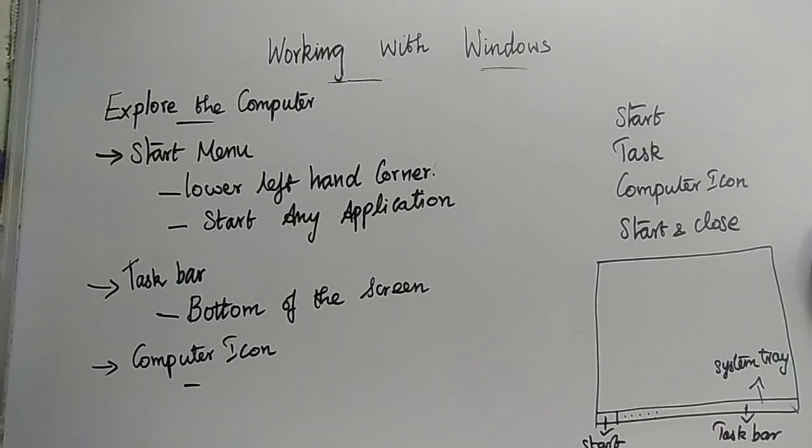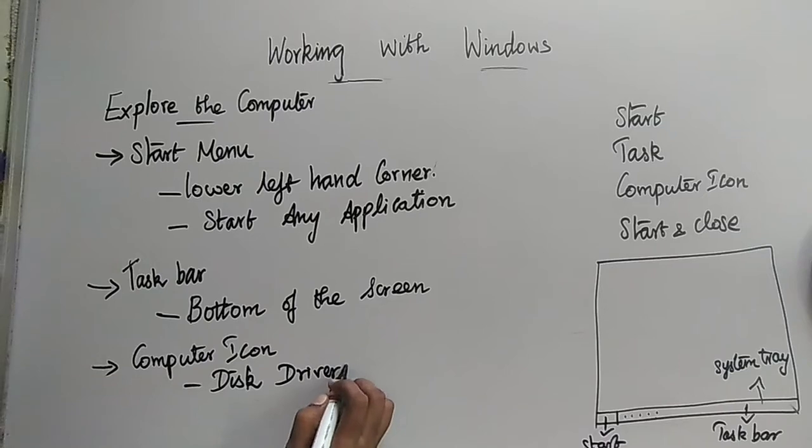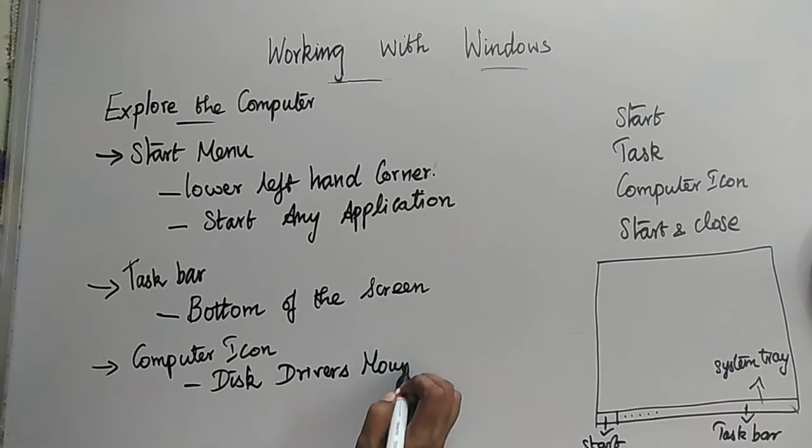What are the drives that will be seen? For example, you will have C colon, D colon, E colon. Then for your DVD player, for your pen drive, your mobile phones, you will have that drive. So that is called your drive. Just by clicking the my computer icon, the disk drives mounted in your computer will be displayed for you.